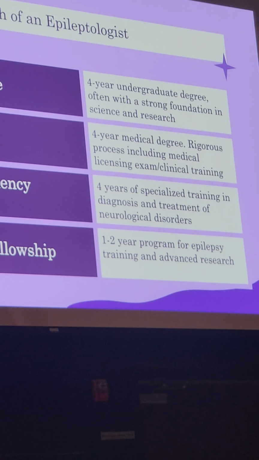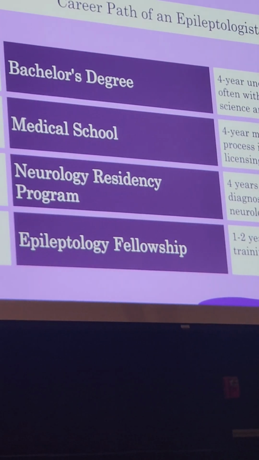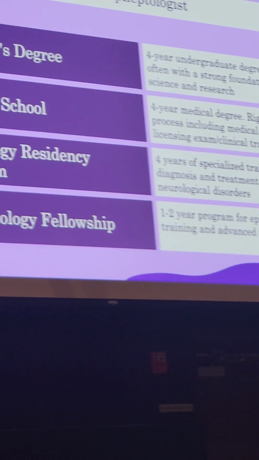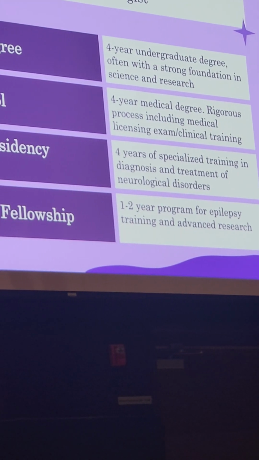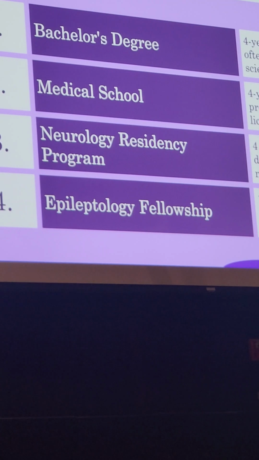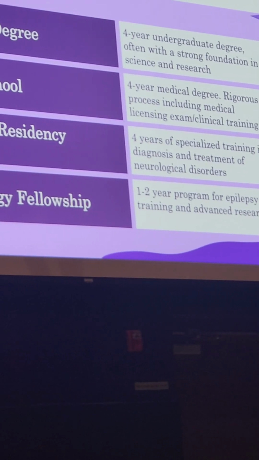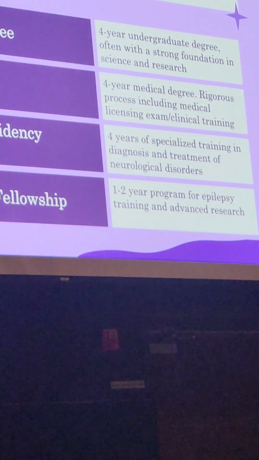Every doctor experiences these 2 steps, but if you want to become a neurologist, you move on to the 3rd step, which is 4 more years in a neurology residency program, where you receive special training on how to treat neurological disorders. And then lastly, if you want to be an epileptologist, you do a final 2 years in an epileptology fellowship. The first year is epilepsy training, and the second is advanced laboratory research.